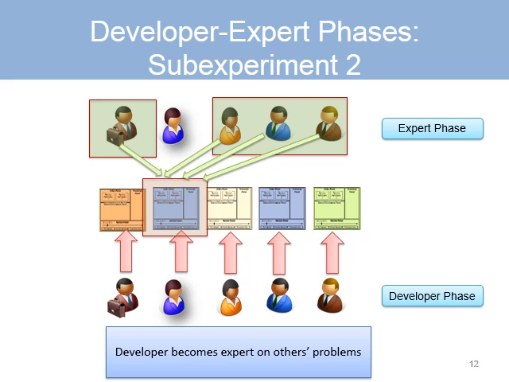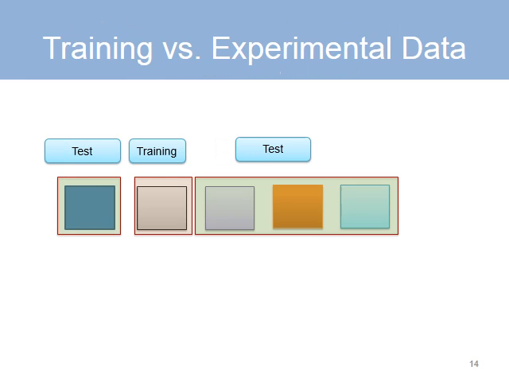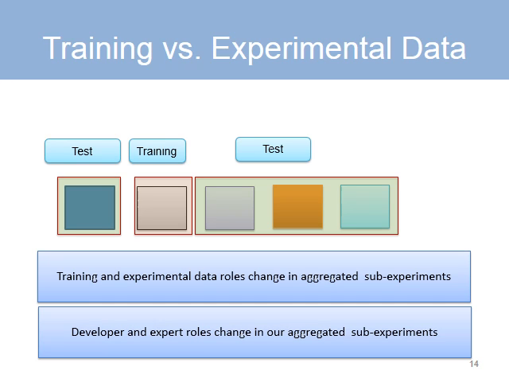And this kind of experimentation, for those of you who do machine learning, is similar to taking a bunch of data and running multiple sub-experiments on that data by considering some data to be training data, some to be experimental data, and then in other sub-experiments, you change the roles of the training and the test data. Okay? Here we change the roles of not the data, but the roles of the users. So they become developers in one phase and experts in the other phase.